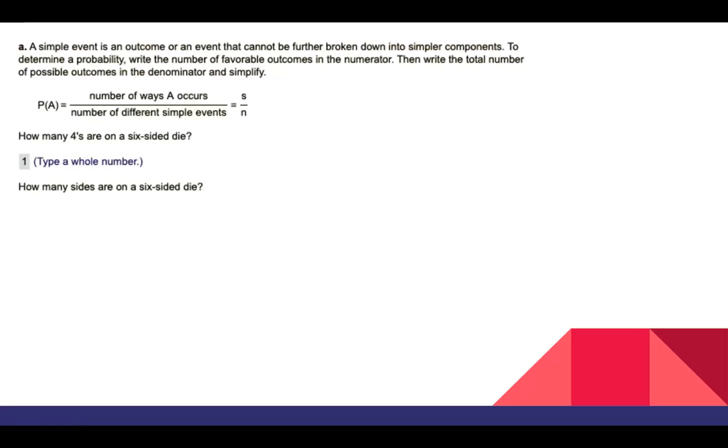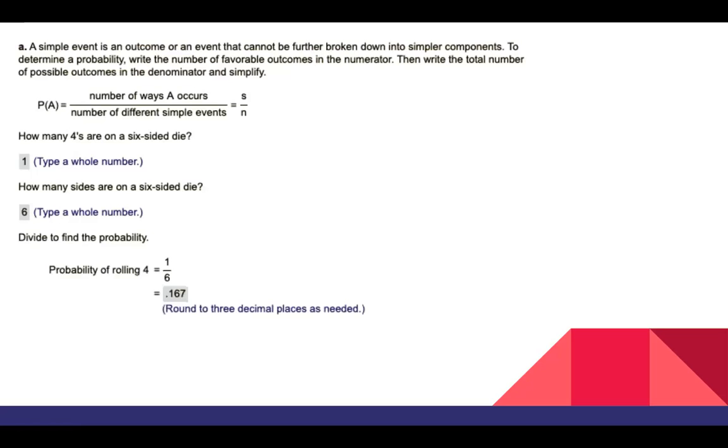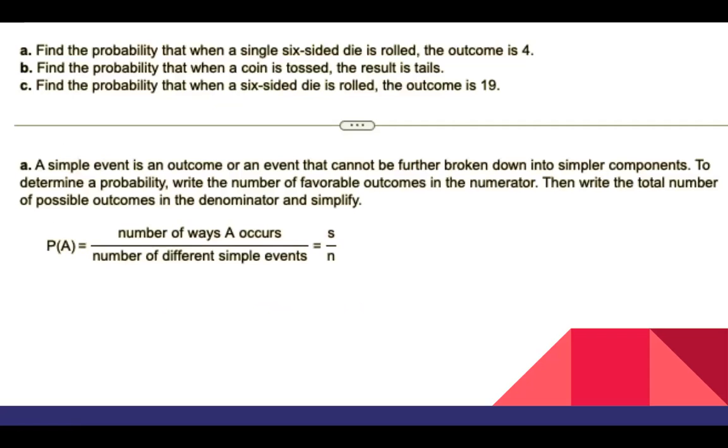And now we're going to ask how many sides are on the six-sided die. That should be well explained. There are 6 sides. So now we divide the probability, right? 1 over 6. And 1 over 6 is equal to 0.167. So we can thus conclude the probability of rolling a 4 on a 6-sided die is 1 out of 6, or 0.167. Now let's look at B.